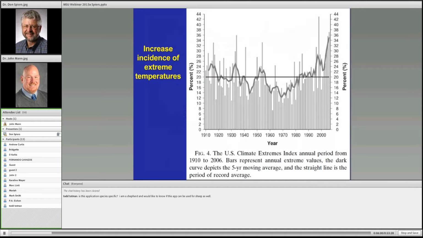We also know, what's fairly certain, is that the incidence of temperature extremes is increasing. In other words, the number of high temperatures and the number of low temperatures is increasing, and it's been increasing since about 1970. What this means is that animals are going to be experiencing rapid high temperatures and rapid low temperatures, and simply don't have the time that they need to adapt to those conditions.